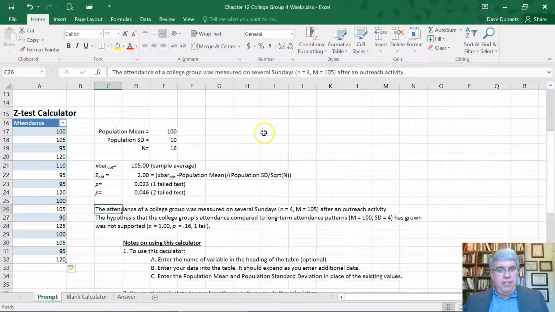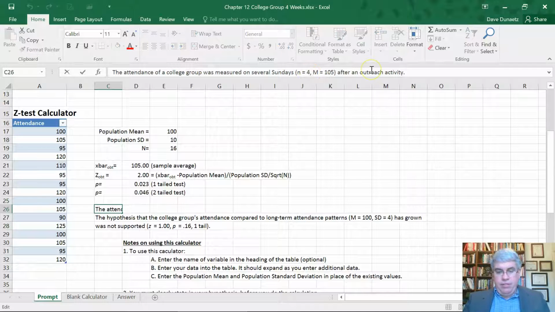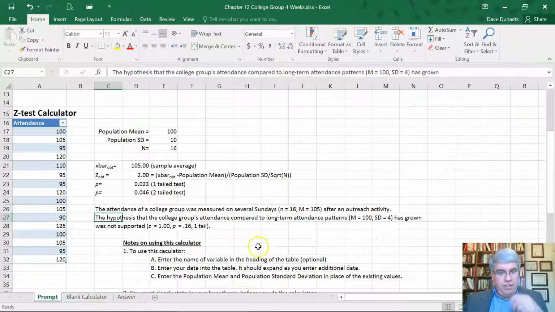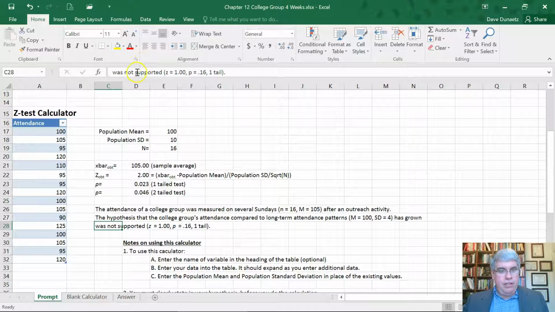So we'll just copy over. The attendance of the college group was measured on several Sundays. And so we'll change this to n equals 16 after an outreach activity. The hypothesis that the group's college attendance compared to long-term attendance patterns has grown. This time it was supported. I'll change this to was supported.